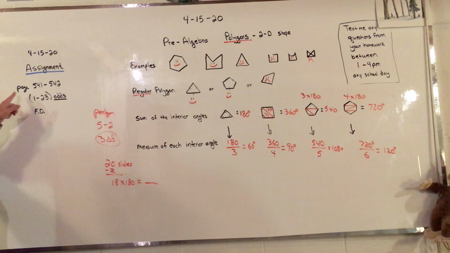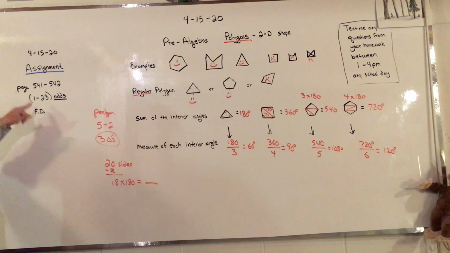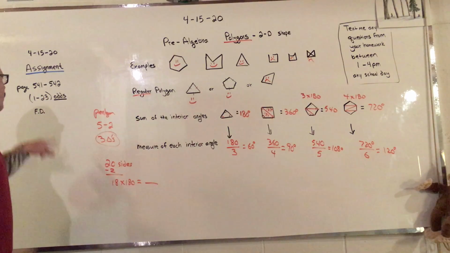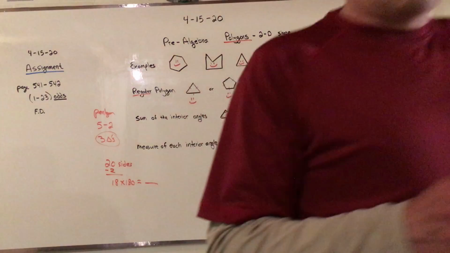For your assignment today, page 541 through 542, it's only 1 through 23 odds, so I think there are 12 problems there. Please check in the back of the book to make sure that you're getting those right. And again, you can always text and ask me for help if you need it.